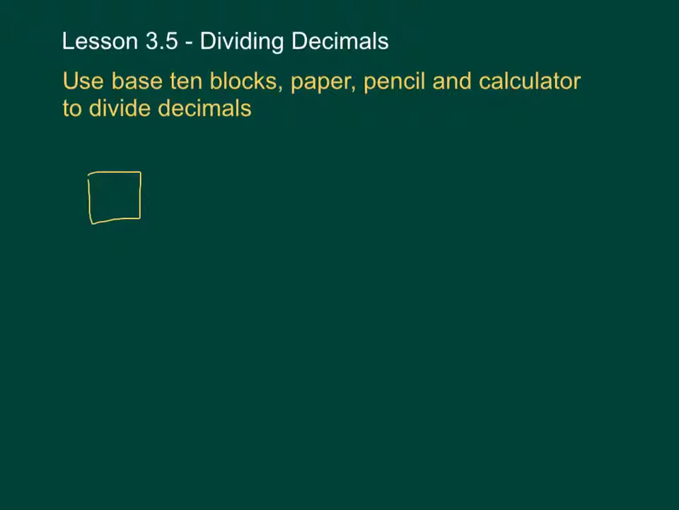So just a quick review, your bigger square with 100 little units in it represents one whole number. Your rectangular one with 10 smaller units in it represents your tenths. And then your individual little units represent your hundredths. Again, you would just use these blocks to model your equation, and then use those blocks that you've modeled to find the quotient of your answer.